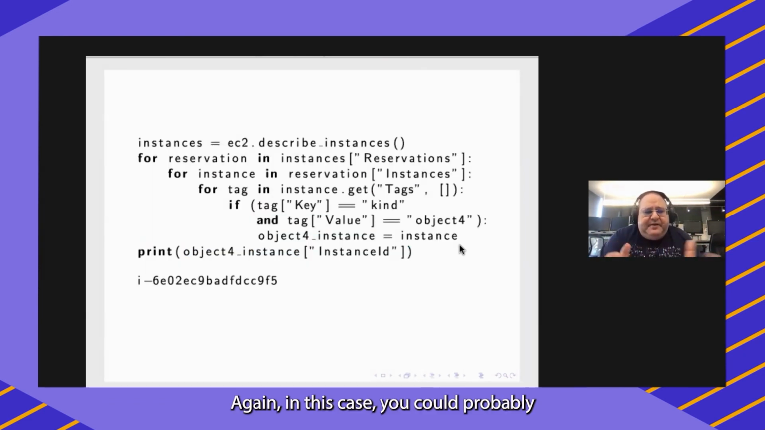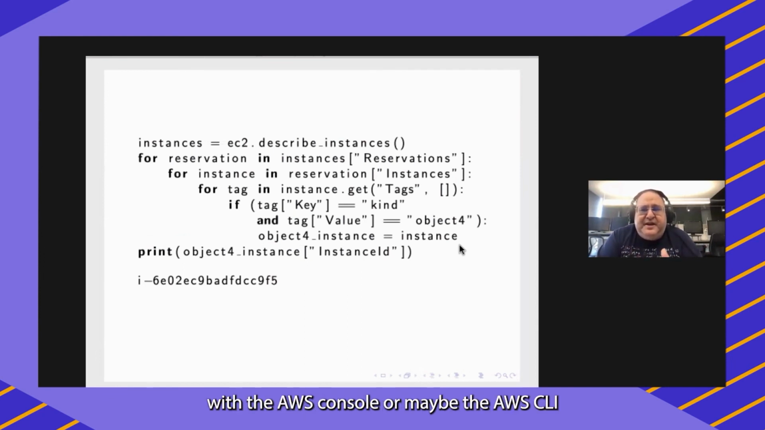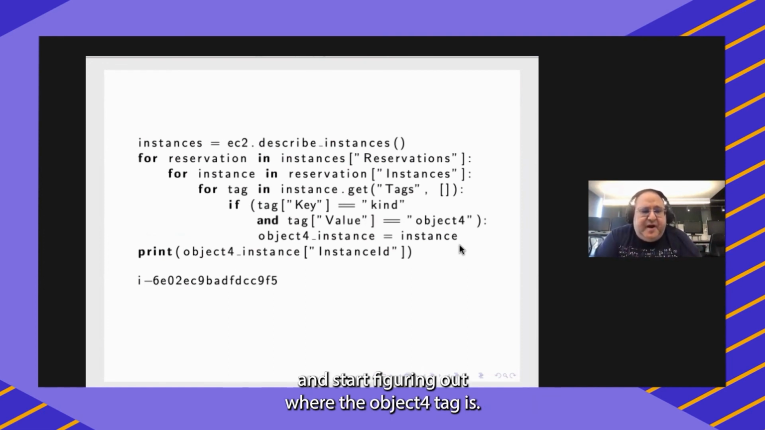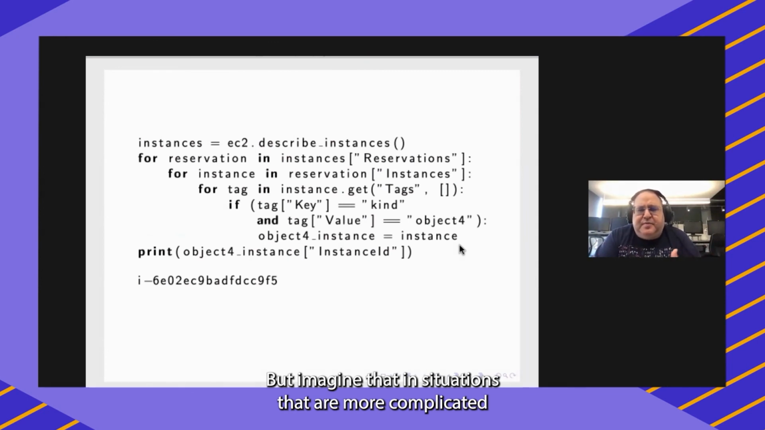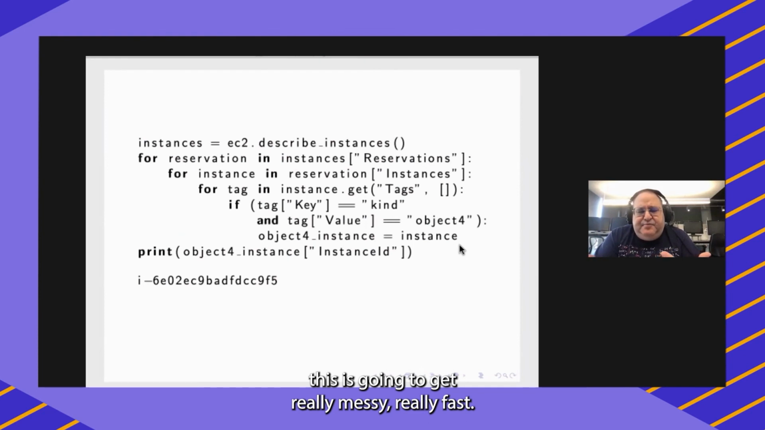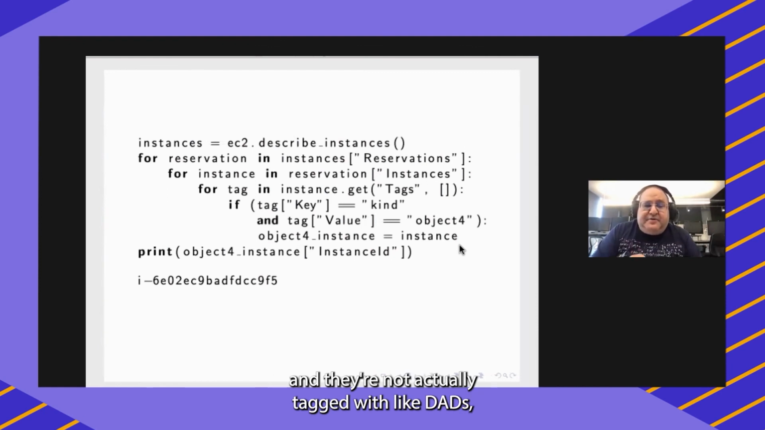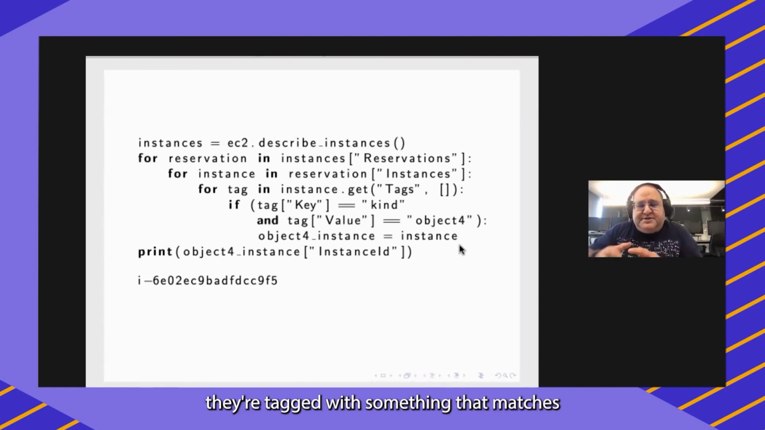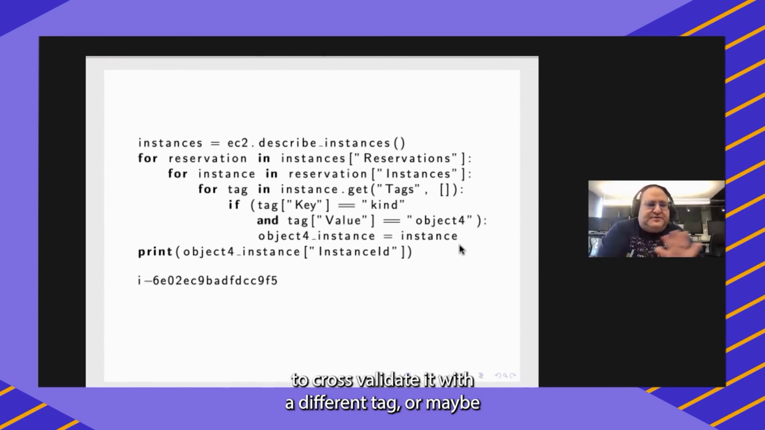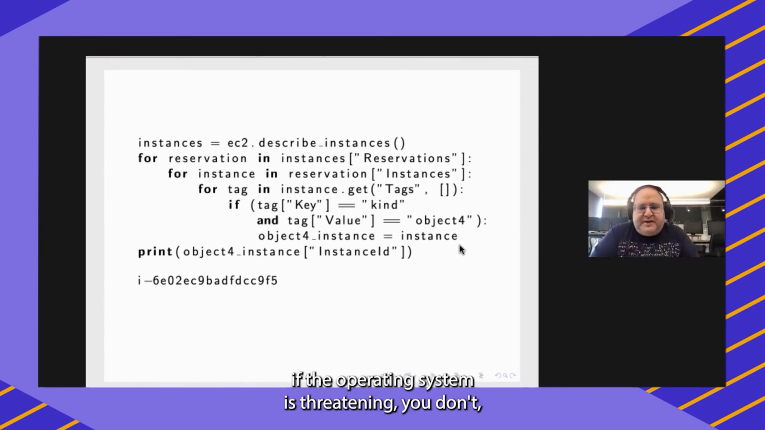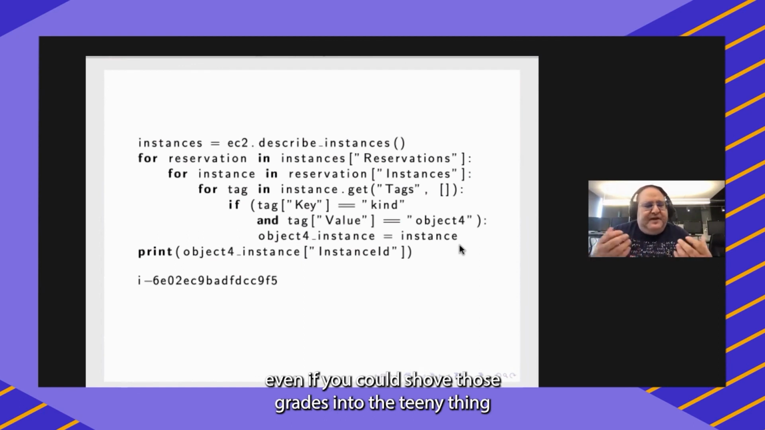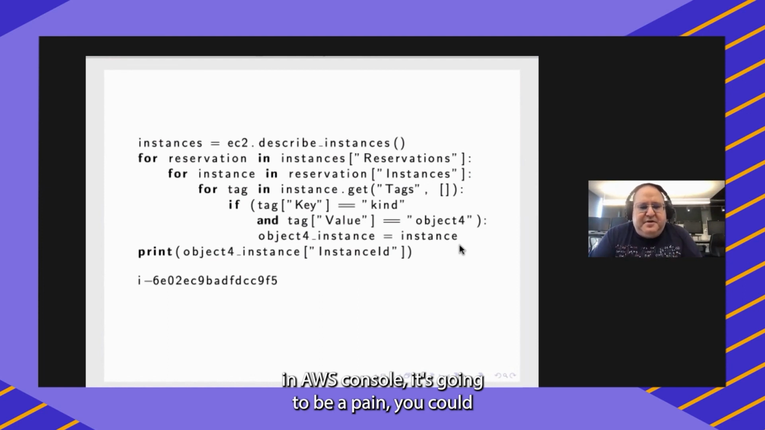Again, in this case, you could probably start improvising with the AWS console or maybe the AWS CLI and start figuring out where the object 4 tag is. But imagine that in situations that are more complicated, this is going to get really messy really fast. For example, what if there are a few objects tagged and they're not actually tagged with that, they're tagged with something that matches a regular expression, and you actually need to cross-validate it with a different tag, or maybe the operating system it's running? Even if you could shove those queries into this teeny thing in the AWS console, it's going to be a pain.